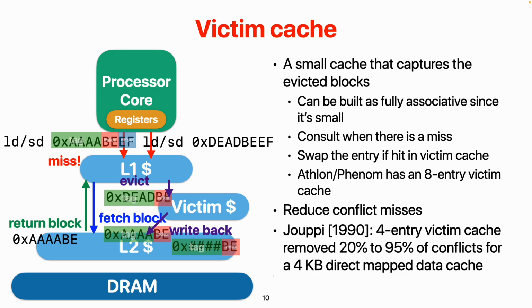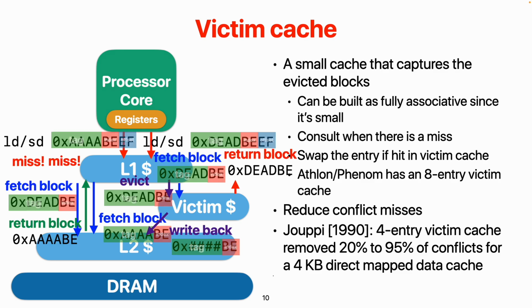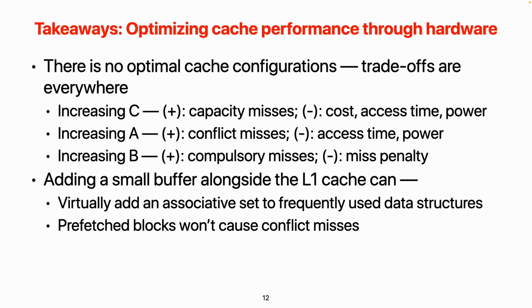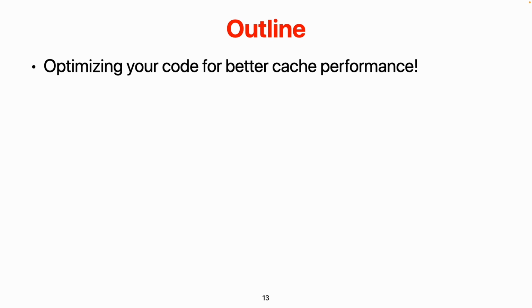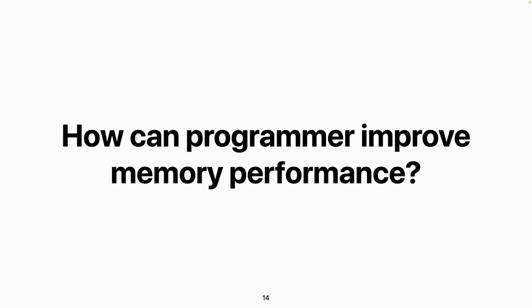However, again, with all sorts of hardware solutions, you will need some kind of hardware, which means that you need additional circuits and additional area, which costs more money. So today, we're just going to talk about one thing: how can we optimize the code performance without adding any new hardware? That's what's really important to you as a software programmer.